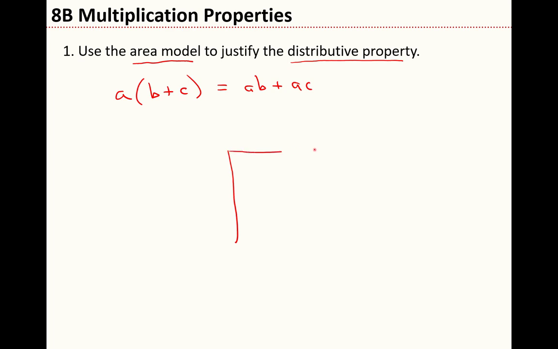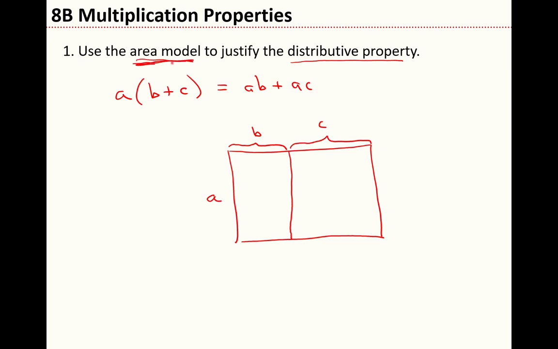So let's make a rectangle here, and I'll divide my rectangle into 2 sections. And let's suppose one length on top is b, the other length on top is c, and the height of the rectangle is a. Well, the area model says that the area of a rectangle is height times width. So the area of the rectangle on the left is simply ab. The area of the rectangle on the right is a times c.